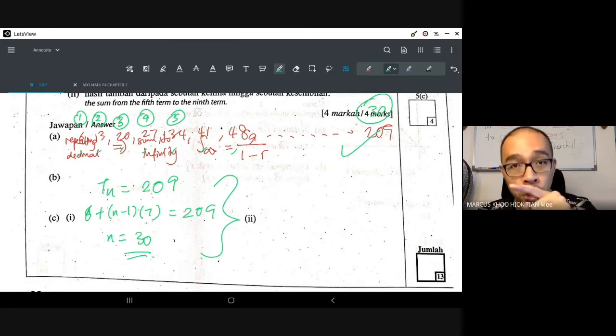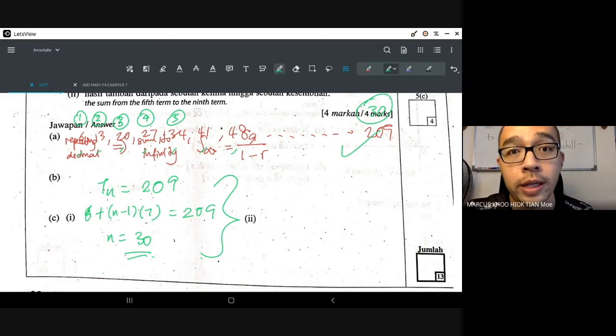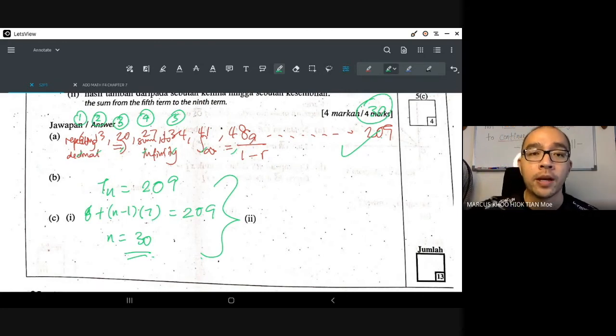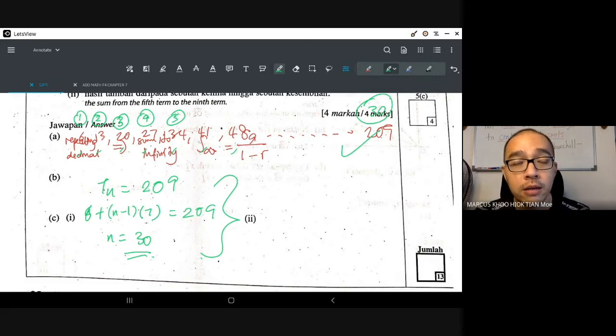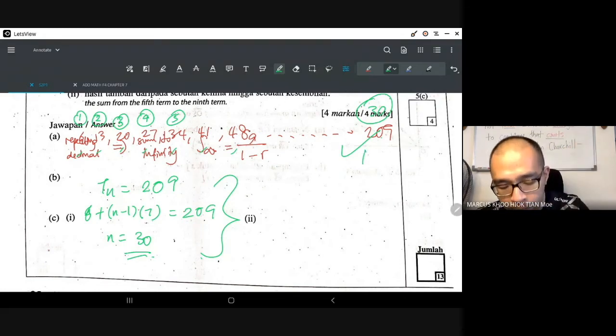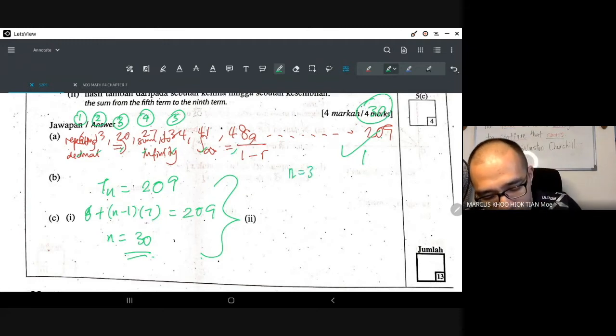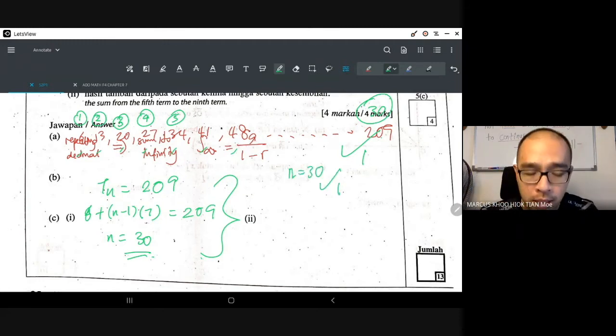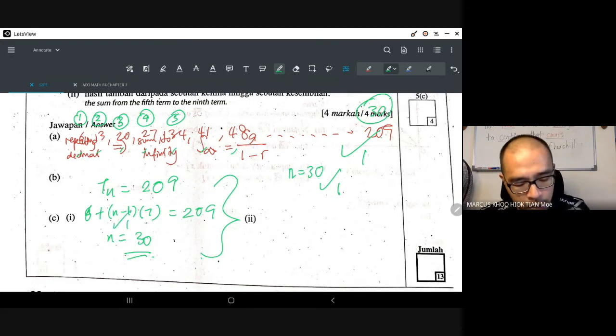There is only one condition: you cannot use dot dot dot. You have to list out the whole thing in full. So all 30 numbers have to appear on your answer sheet in order for you to get 1 mark. Then you write down n equals to 30, which is the second mark. It's only 2 marks. If you use this method, this is 1 mark, this is 1 mark. Yes. Sorry, somebody is asking me a question.